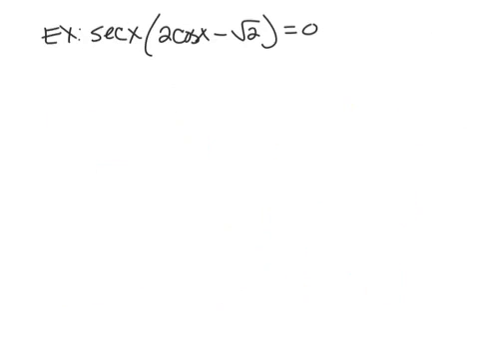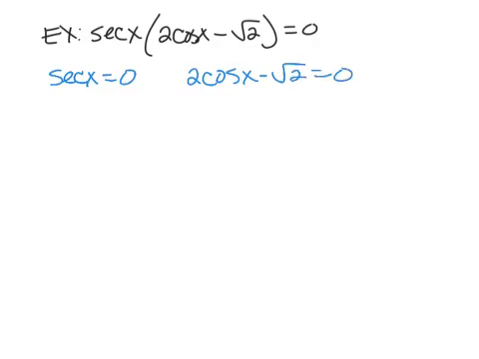The last one we'll do for our notes is this goofy looking one here. I have a secant of x multiplied by 2 cosine of x minus radical 2. Since this thing is already equal to 0, it's already factored. You're going to break up the two factors because this is essentially kind of a second degree, since I have one function and I would multiply it by another function. It's already factored. So you'll set each factor equal to 0 and solve each one individually.